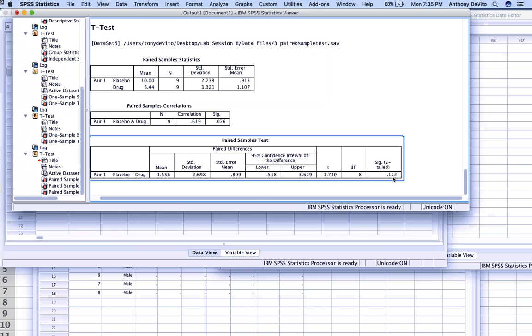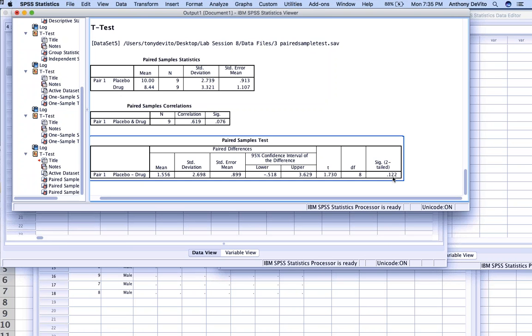Can I reject the null hypothesis? The p-value is 0.12. No, it's not less than 0.05. I fail to reject the null hypothesis. Does that mean I accept the null hypothesis? No, I fail to reject it.